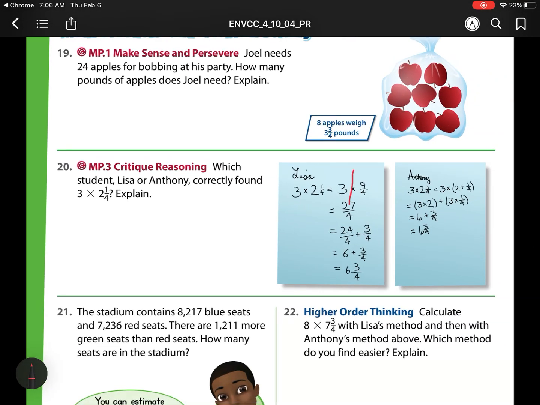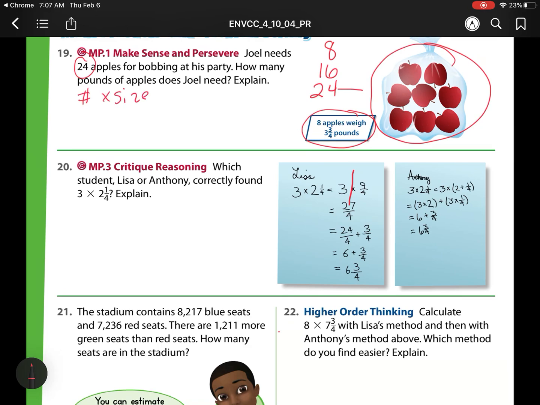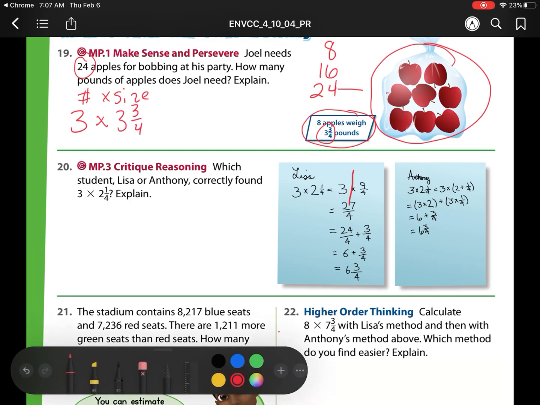So number 19. Joel needs 24 apples for Bobby and his party. How many pounds of apples does Joel need? Well, it's telling me right here, 8 apples weigh 3 3/4 of a pound. So first, we need to figure out how do we get 24? Well, counting by 8s, we would have 8, 16, 24. So I would need 3 groups of this. And remember, multiplication is always the number of groups times the size. So my number of groups is 3, and then I need to figure out my size. Well, my size is 3 3/4. So now I have all the information I need.